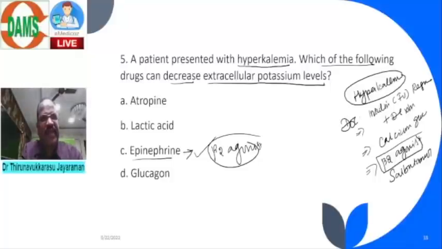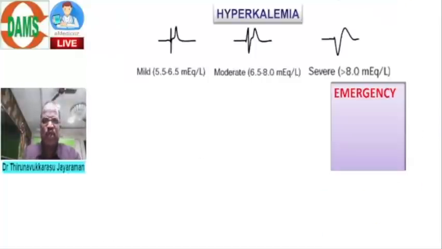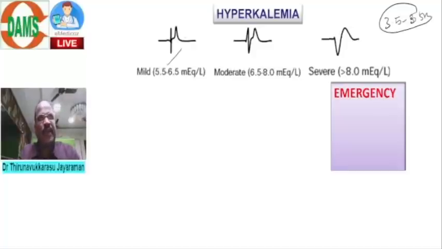Thereby, this drug may decrease the serum potassium level. So, among the given options, you can opt for epinephrine as the right answer for this question. Normally, 3.5 to 5.5 milliequivalent per deciliter is the normal potassium level. When it goes more than 5.5, we say hyperkalemia: mild, moderate, severe. In case of severe hyperkalemia, as an emergency for rapid control of potassium, the drug of choice is insulin plus glucose.